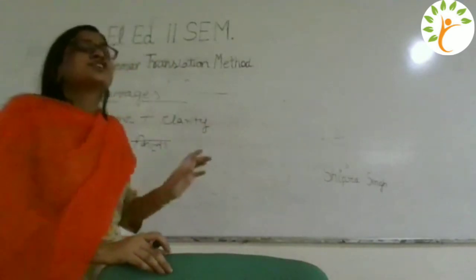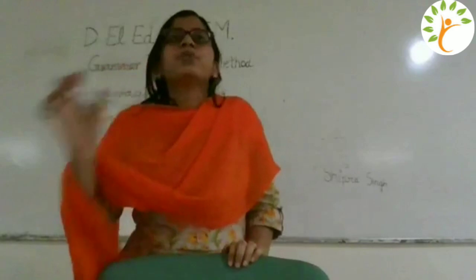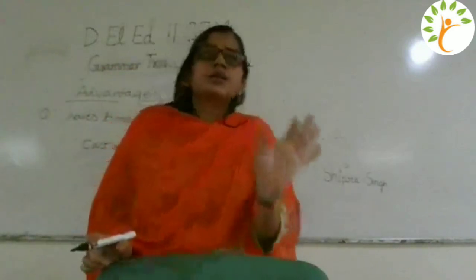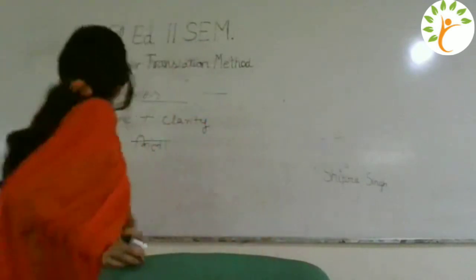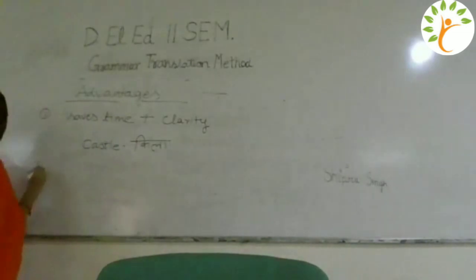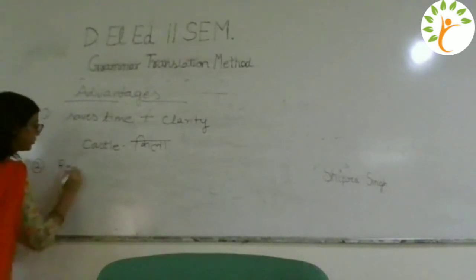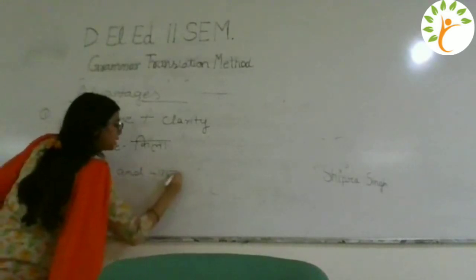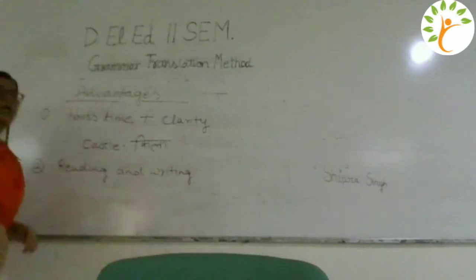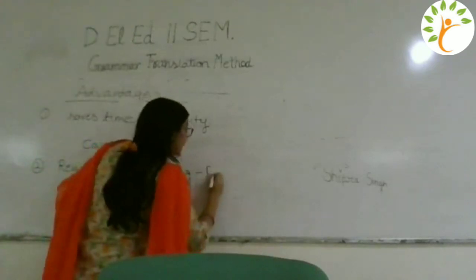So in grammar translation method, a single equivalent word is given, so it becomes easier for students to learn and memorize the meaning of words. The second advantage of grammar translation method is the student becomes perfect in reading and writing. The student becomes expert in reading and writing because there is a systematic study of the rules of grammar.